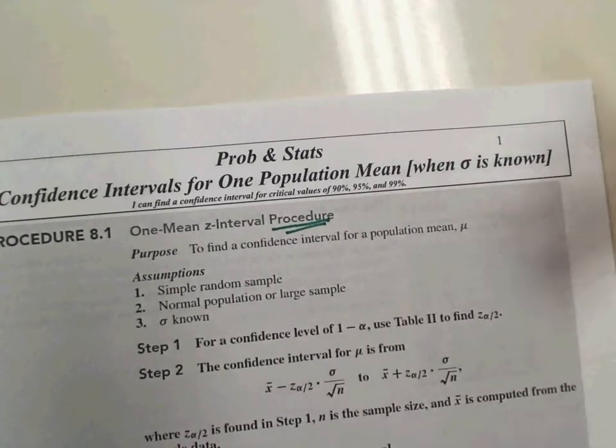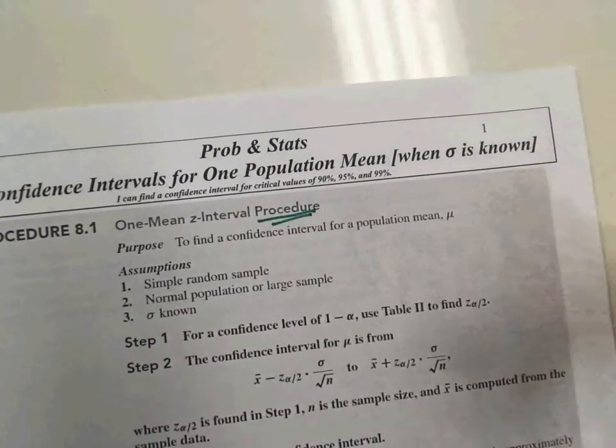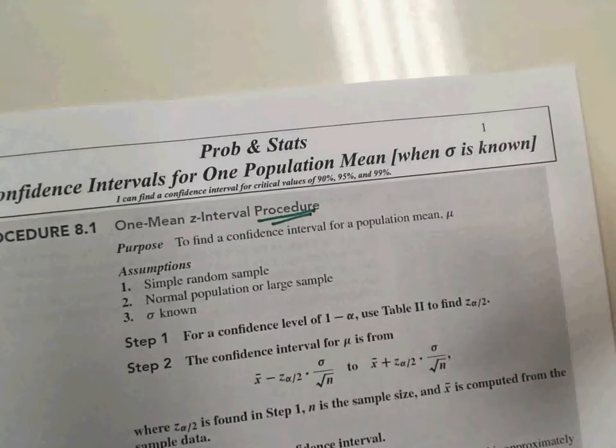So first of all, what is the purpose of a confidence interval? And that's listed right here. What is the purpose of the procedure? It's to find a confidence interval for the population mean. Right, so the purpose is to try and estimate a value for the population mean.